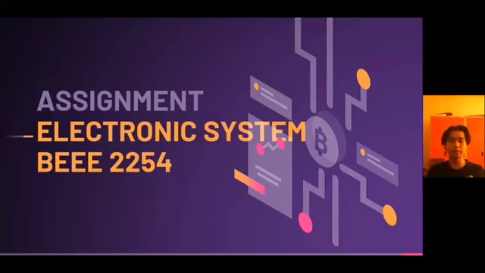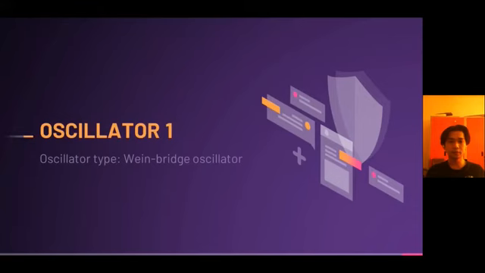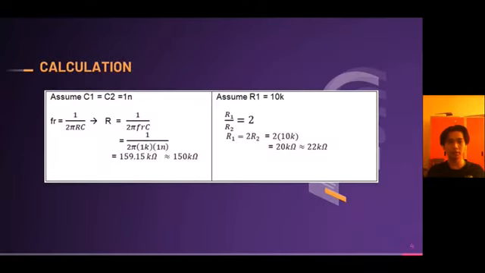Today, my team and I are going to present our assignment project. This is our group members. I'm going to present oscillator 1, which is the type of Wien bridge oscillator.